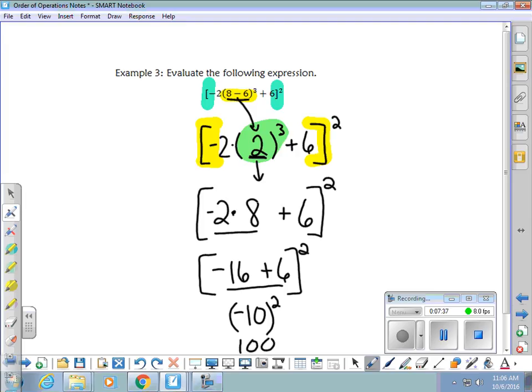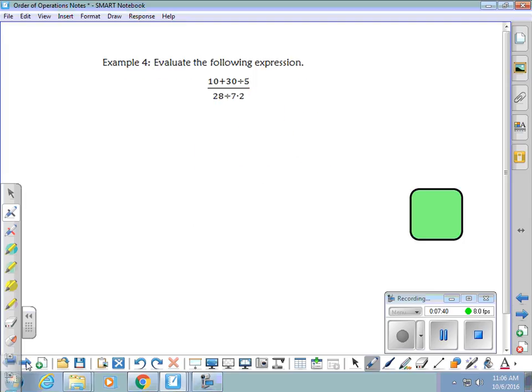Next, evaluate the following expression. Notice I've got the fraction bar here to represent grouping symbols. I must do the entire numerator and then the entire denominator before dividing. So in the numerator, I have addition and I have division. Well, division, of course, comes first. So 10 plus 30 divided by 5 is 6, all over the same denominator that was there before.